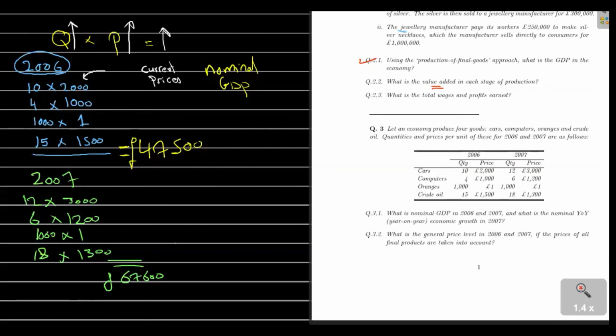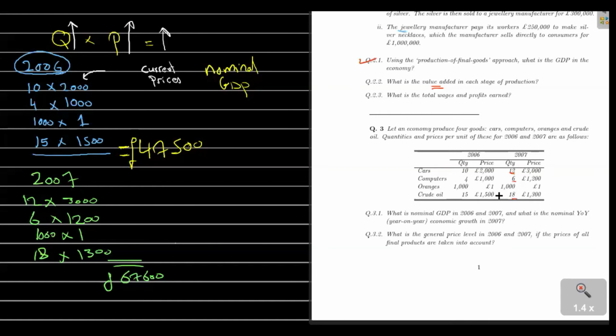So let's look at the situation we have here. Looking at the data in 2007, we'll see the quantity of cars increased, the quantity of computers increased, the quantity of oranges remained the same, the quantity of oil increased. Looking at the prices, you'll see changes as well. So the price of cars increased, the price of computers increased, the price of oranges remained the same, the price of oil actually dropped. Okay, so what we see here is that this change is actually due to a combination of both the price and the quantity.